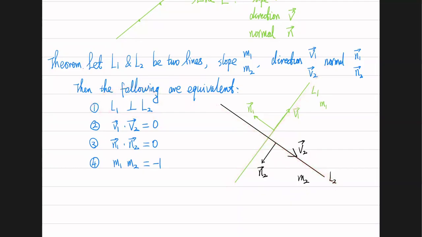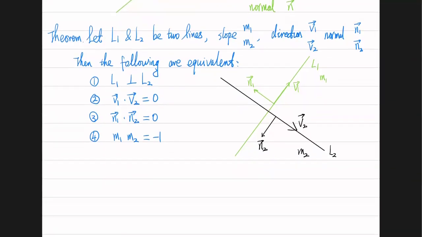The two lines are perpendicular. It's equivalent to the two direction vectors, V1 and V2, being perpendicular, the two normal vectors being perpendicular, and M1, M2, the product of the two slopes, being -1.